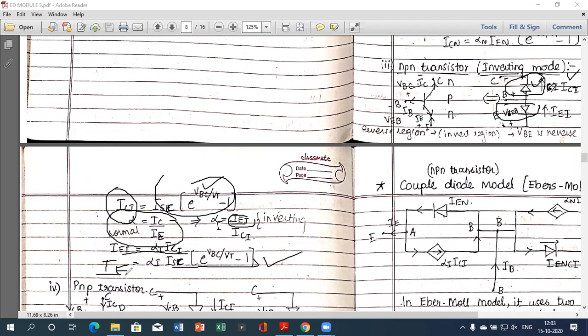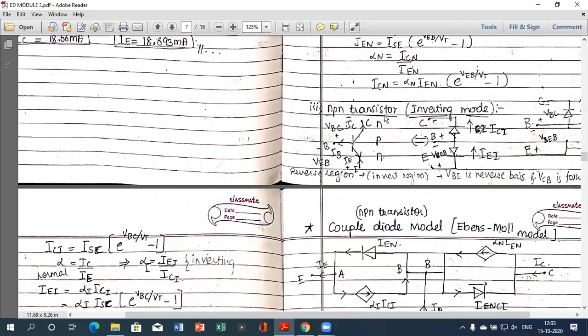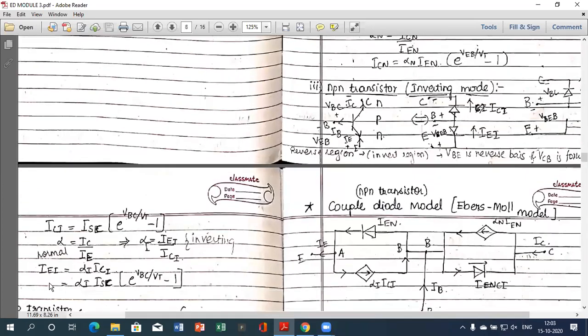I hope you guys understand this one. So here for inverting mode, we get the IEI current for a transistor. For normal active mode, we get ICN. For inverting mode, we get IEI. So see, they are exactly ICN and IEI currents.